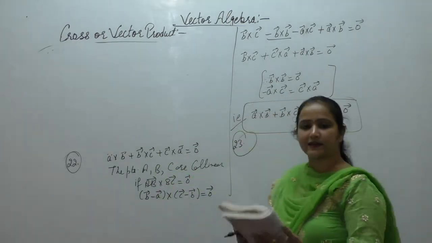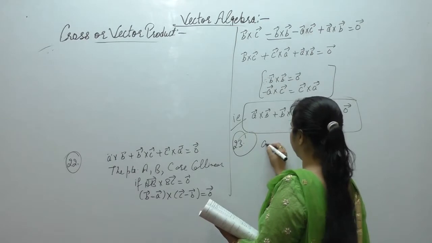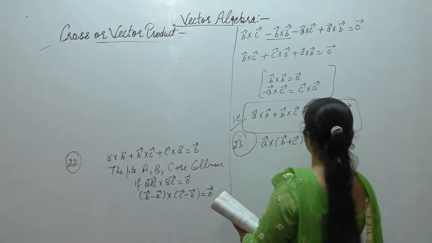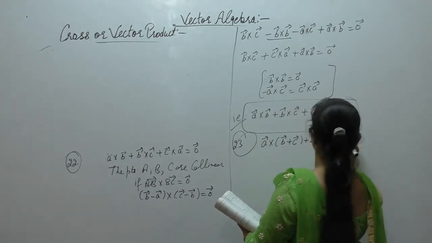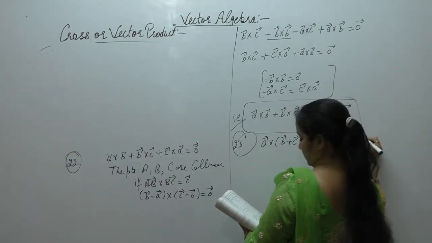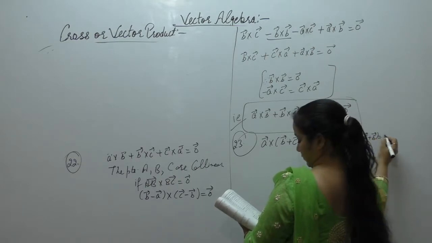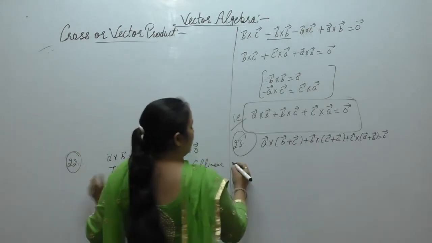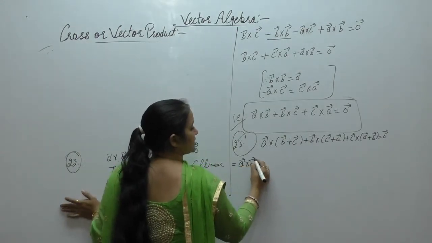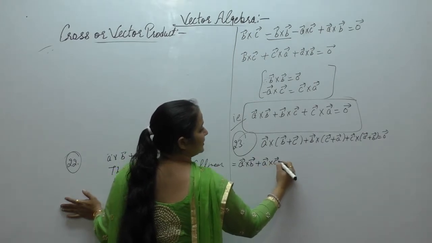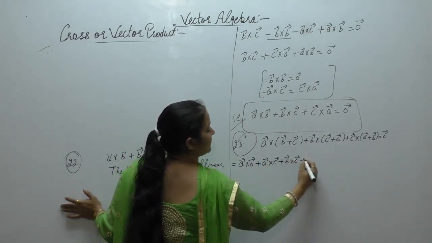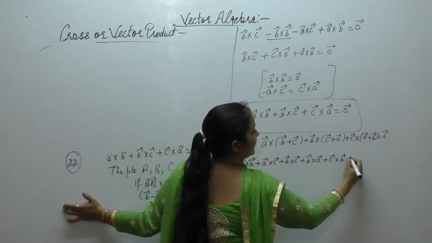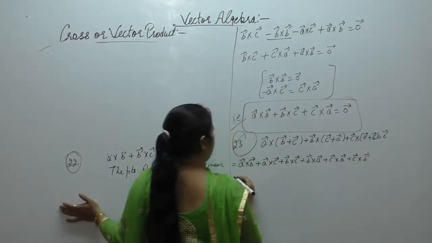For any three vectors A, B, C, show that A vector cross (B plus C) plus B vector cross (C plus A) plus C vector cross (A plus B) is equal to 0 vector. Now take the left hand side and open the brackets: A cross B plus A cross C plus B cross C plus B cross A plus C cross A plus C cross B.